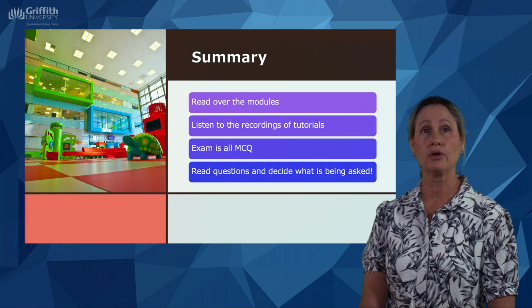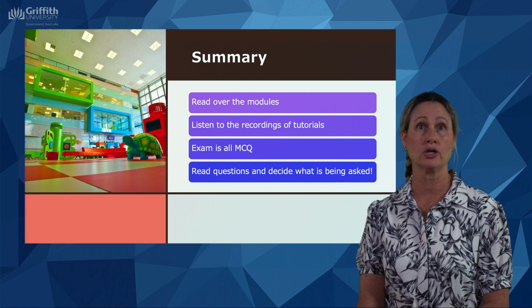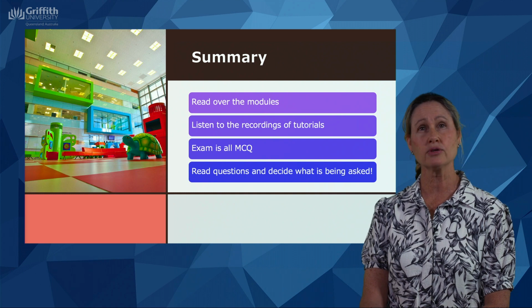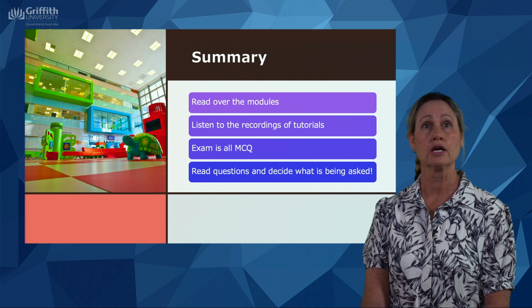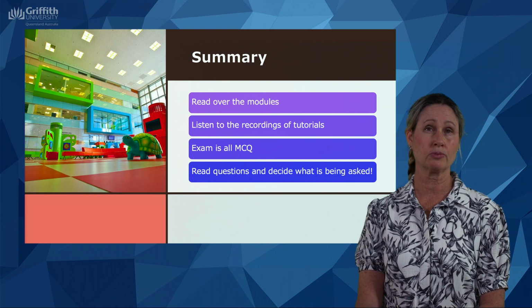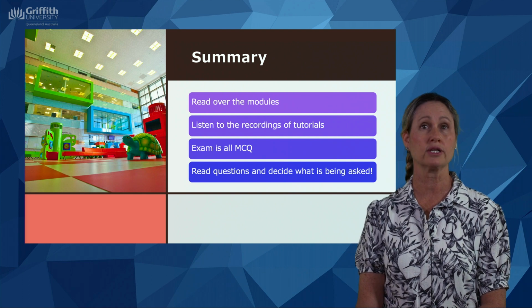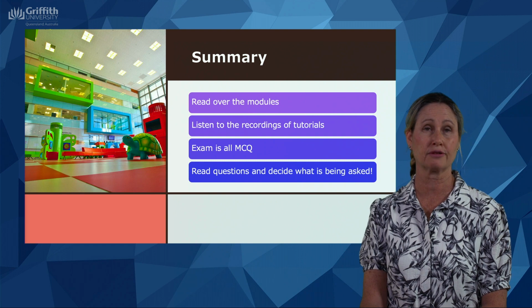So in summary, it's important that you do read over the modules, look at the recordings of the tutorials and also the little mini lectures that we've got. The exam is all multiple choice, so remember, read the questions well and decide what is being asked and then choose the most correct answer.